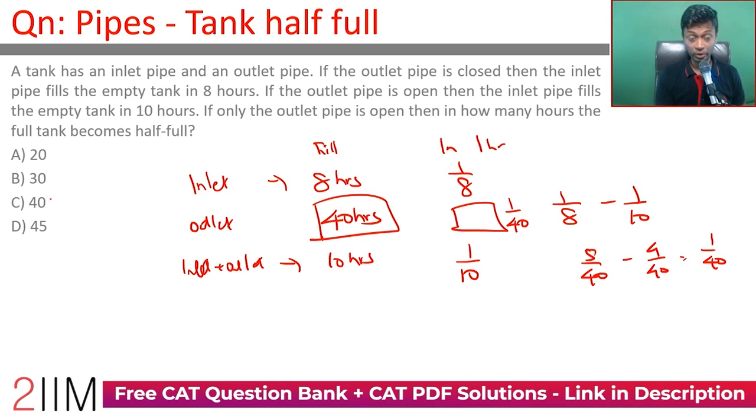Just wait a second. The question says, if only the outlet pipe is open, then in how many hours the full tank becomes half full? Or we need to empty only half a tank. Doesn't take 40 hours. It will take only 20 hours. Find the number, but then look at what is being asked. Full tank should become half full, or half the tank should be empty. To empty an entire tank, it takes 40 hours. Half the tank will get emptied in 20 hours.